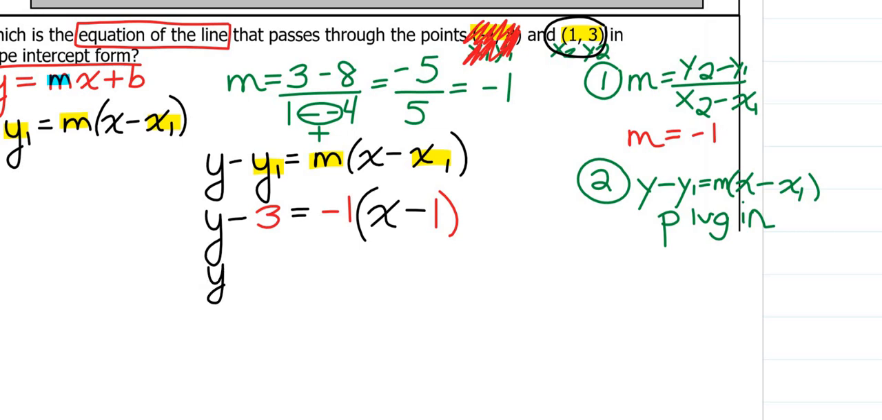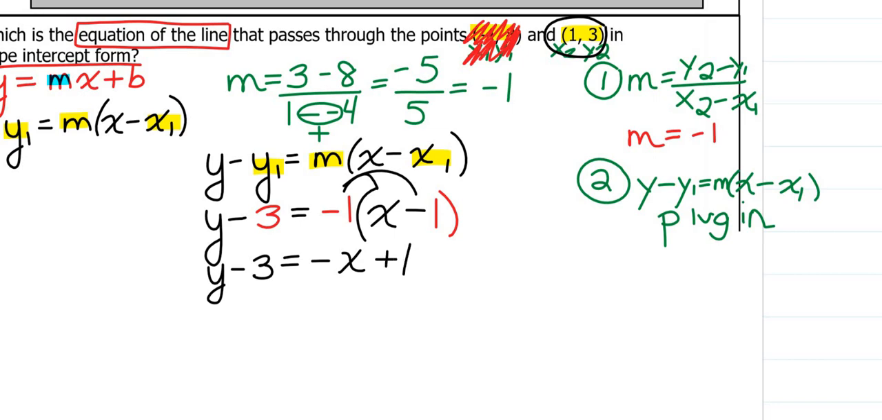So y minus 3 equals, distribute the negative 1. Negative 1 times x is just a negative x. I'm not going to put the 1 anymore. Negative 1 times negative 1 is a positive 1.